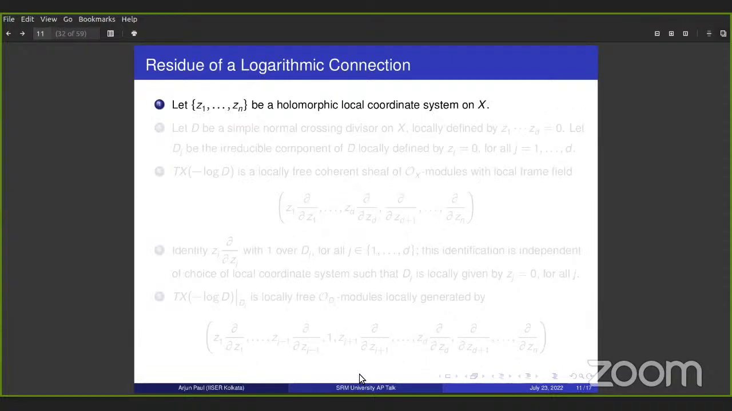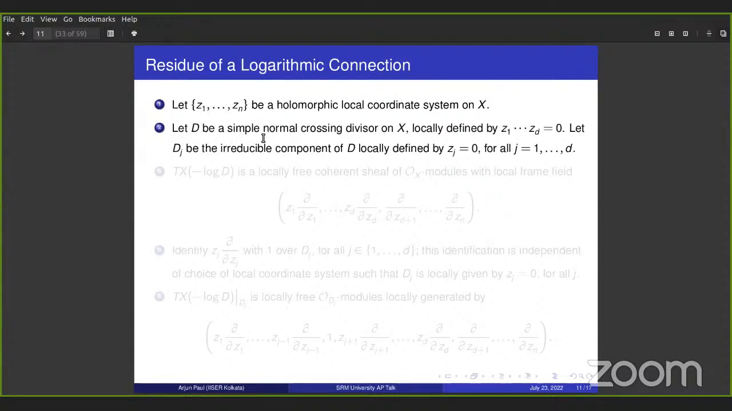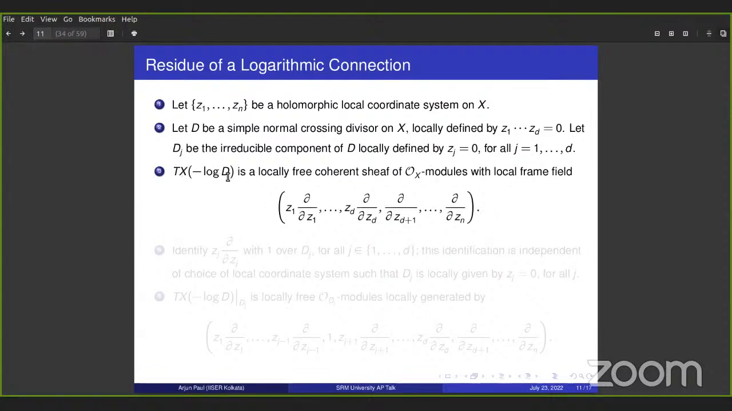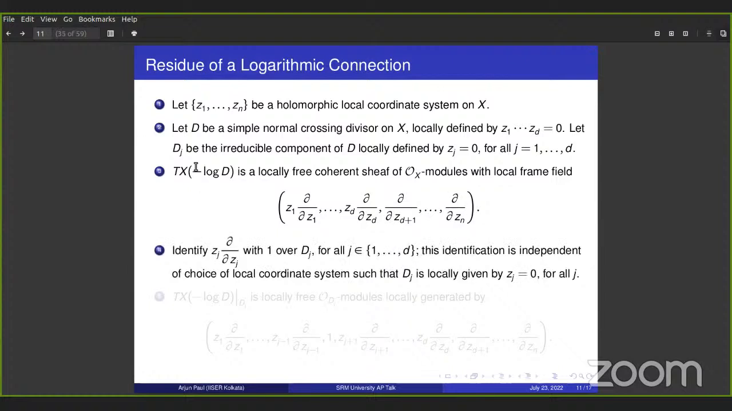Now let's see the notion of residue for a logarithmic connection. We fix a holomorphic local coordinate system, say z_1, z_2, ..., z_n on X around a point, and let D be a simple normal crossing divisor on X, which is locally defined by z_1 z_2 ... z_d = 0. Let D_j be an irreducible component of D, which is locally defined by z_j = 0, for each j = 1 to d. Then T_X(-log D) is a locally free coherent sheaf of O_X-modules, which is locally generated by the following sections: z_1 ∂/∂z_1, ..., z_d ∂/∂z_d, ∂/∂z_{d+1}, ..., ∂/∂z_n. These are generating sections for T_X(-log D).